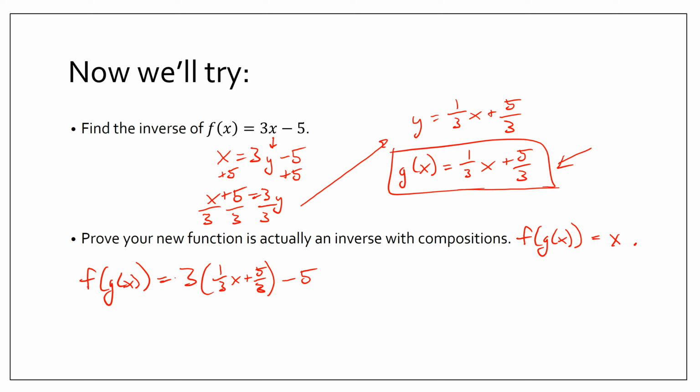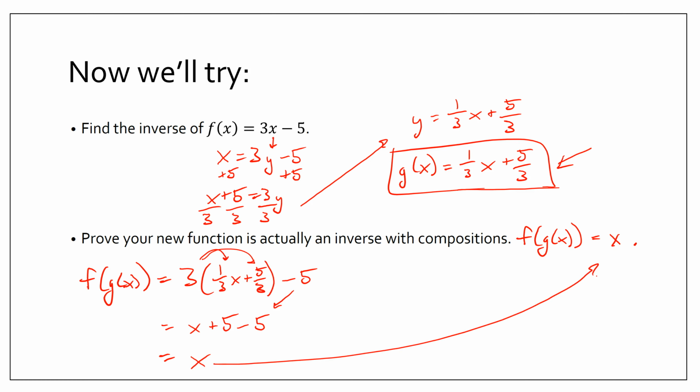And let's just simplify some things here. What can I simplify? Well, I can distribute the 3 in. What's 3 times 1/3 x? Well, that would be just x. 3 times 5/3 is 5. I didn't deal with this minus 5 yet, so it's just over here. And now what happens with the 5's? Well, look, they cancel, and so I'm left with just x, which is exactly what I thought would happen, because when I compose inverses of each other, I'm left with just x.